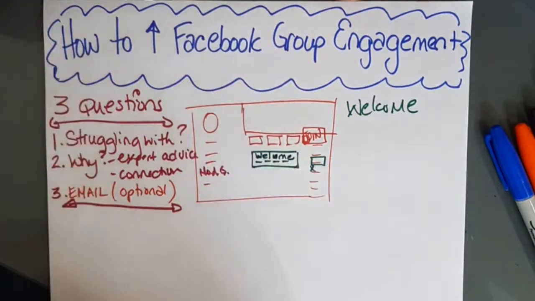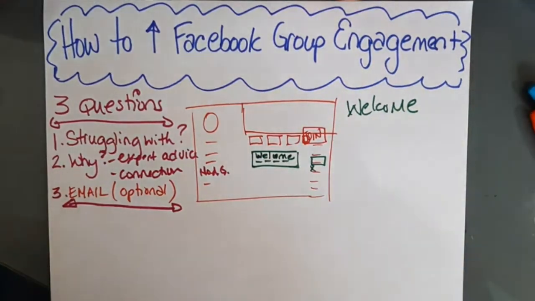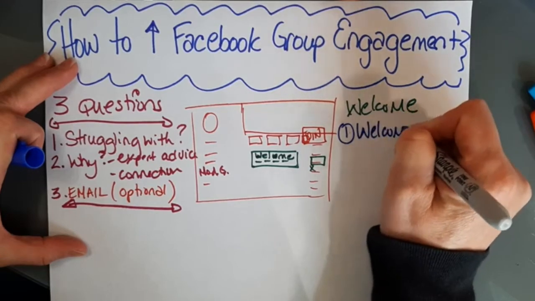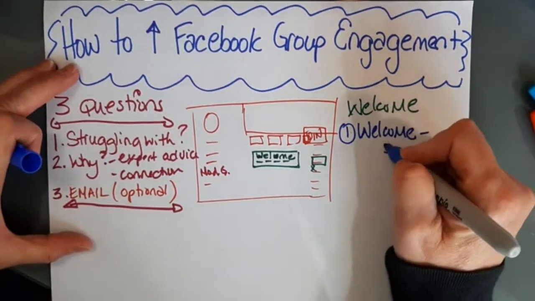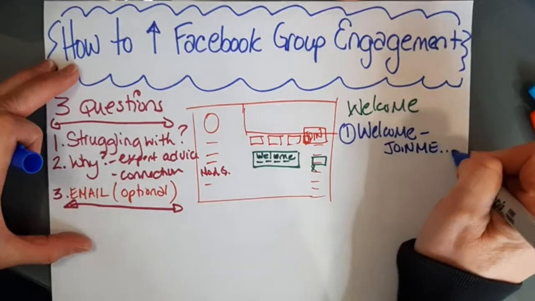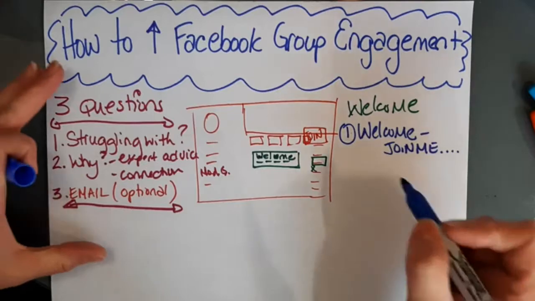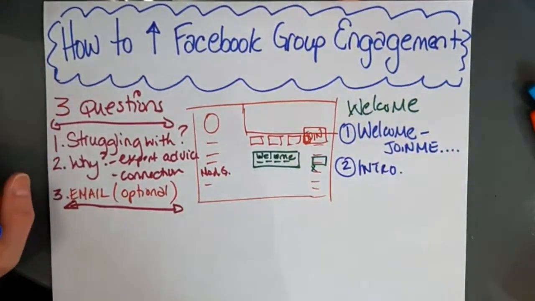So a few things you want to do in your welcome post when you have people coming into your group is, number 1, you want to welcome them and ask the current members to also welcome them. So usually I say, join me in welcoming our new members. The second thing you want to do is ask them to introduce themselves.